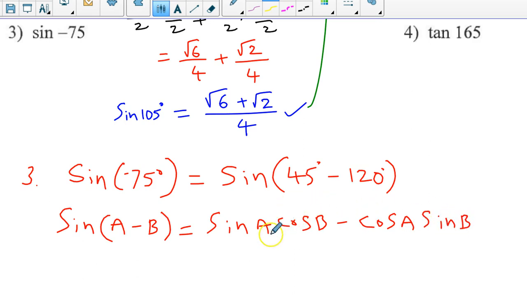Now write the value, substitute for A, I'll write 45 and B is 120. Same way here, cosine 45 sine 120. Find the values, refer to the unit circle and substitute, simplify. You'll get your answer. Okay, let me work out this tan 165 for you, because you are going to get a fraction in this case, and we'll simplify. I'll show you that. Tangent 165 degrees.